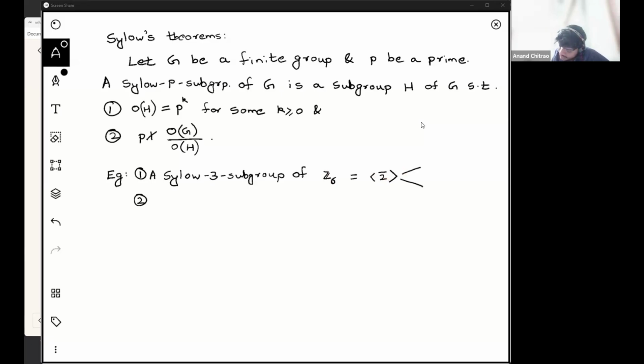You have to check two things. The order of the subgroup generated by 2: how many elements does it have? 0, 2 and 4. So the order is 3. And what's the order of Z6 divided by the order of the subgroup generated by 2? 6 by 3 equals 2. 3 doesn't divide 2. So the second condition is checked.